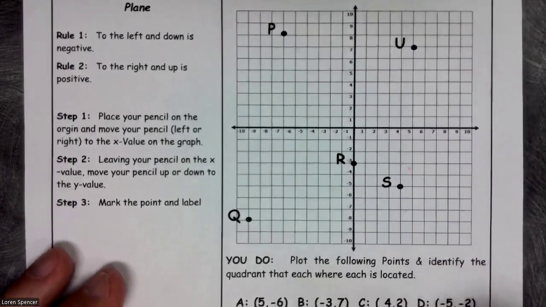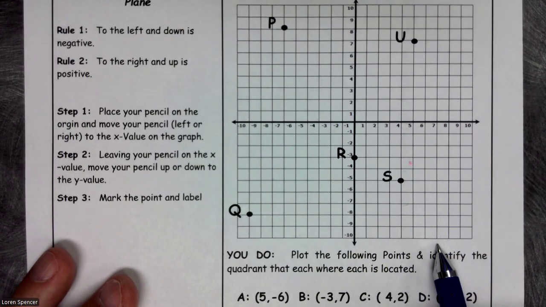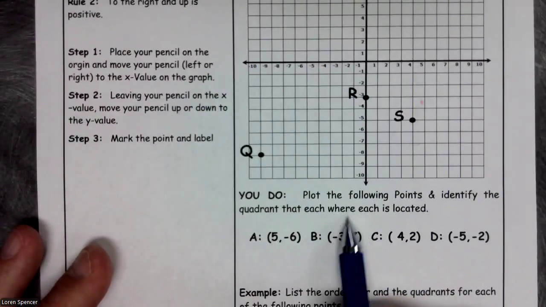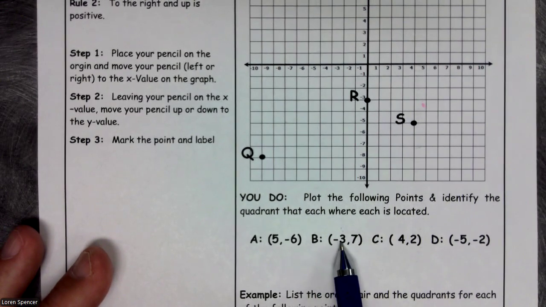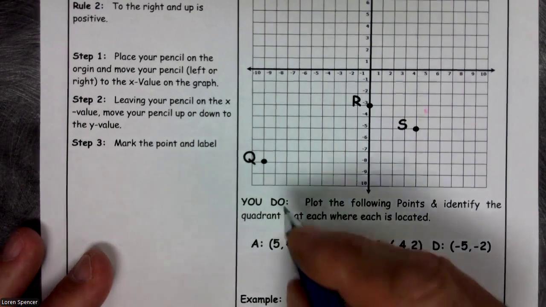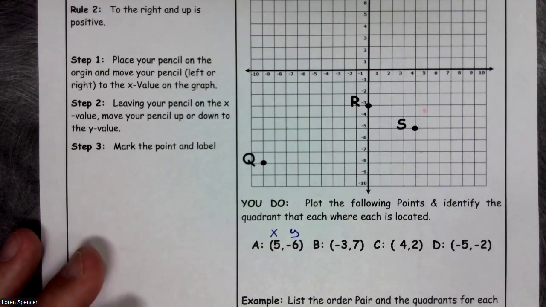We're going to do the following: identify the following points. Right now we're going to start off by plotting the points. So we have A (5, -6) and B (-3, 7). C is (4, 2) and D is (-5, 2). Once again, this is X, this is Y.